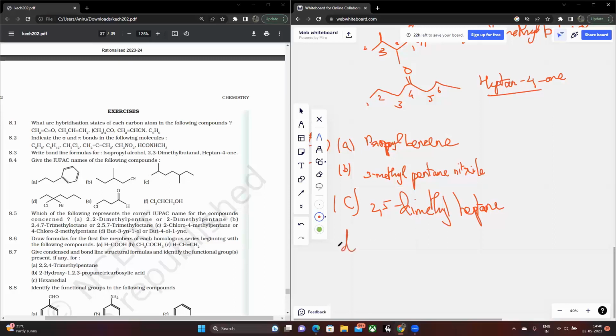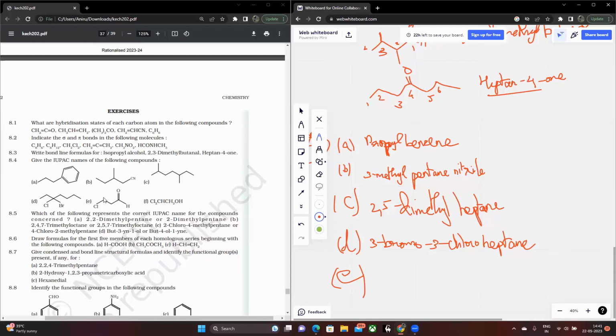D gives me this compound. That's again 1, 2, 3, 4, 5, 6, 7, a heptane chain. But here you have a 3-chloro and a 3-bromo. You have chlorine and bromine attached at the third carbon. Since you go with alphabetical order over here, it's 3-bromo-3-chloroheptane. And the second last compound, E, this carbon is attached to chlorine.